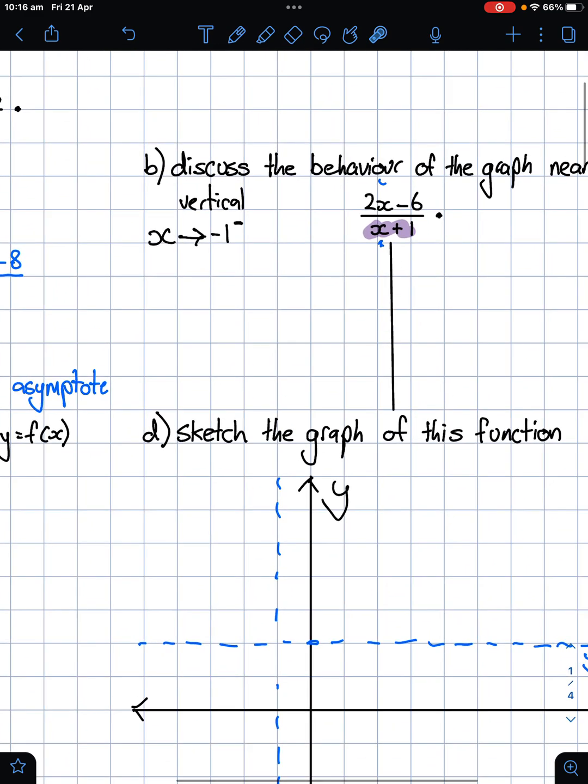I can think about just putting a number in here. Let's do it in my calculator, so you can do the same thing while we're doing this. In my calculator, I'm going to type in this fraction: 2 bracket, negative 1.1. So I've gone 0.1 bigger, minus 6, and then over.